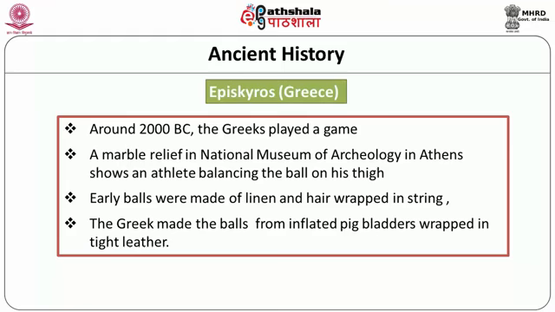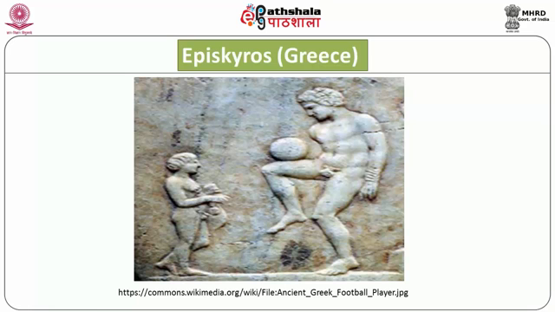Then, when you go back to Greece, there was a game called Episkyros. Around 2000 BC, the Greeks played a game called Episkyros. This has a proof by a marble relief in the National Museum of Archaeology in Athens, which shows an athlete balancing the ball on his thigh. Earlier, the Greeks used balls made of linen and hair wrapped in string. Later, the Greeks made the balls from inflated pig bladders wrapped in tight leather. This is a picture showing a player balancing the ball on his thigh.